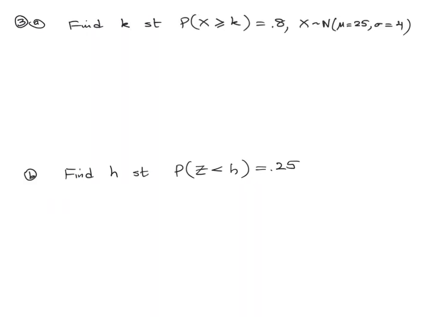Okay, a couple more quick ones. Find k such that the probability of x greater than or equal to k is equal to 0.8 when x is distributed as a normal distribution with mu equals 25 and sigma equals 4. I don't have to rewrite that. It's already given to me. I just need to work this out.